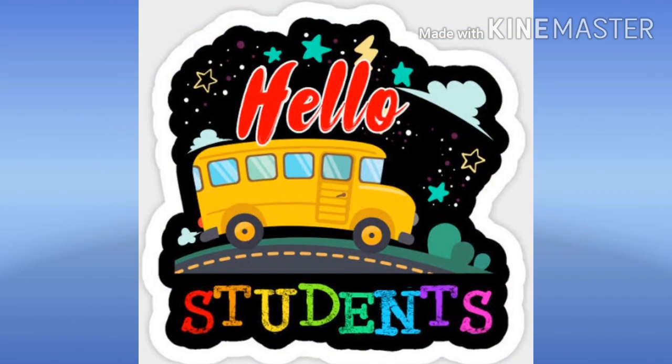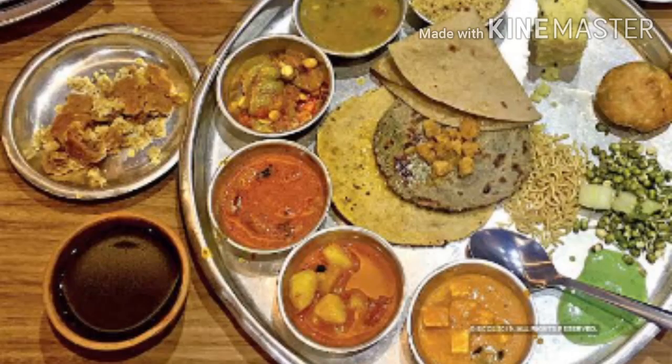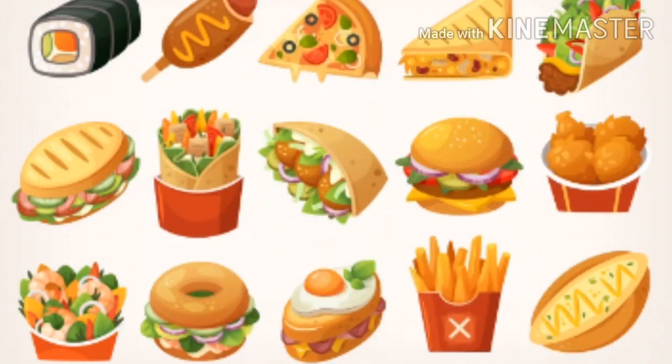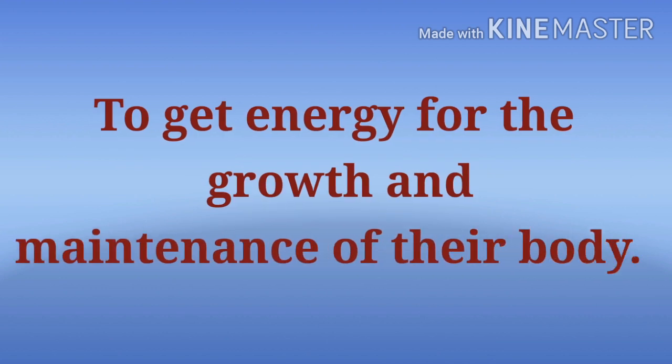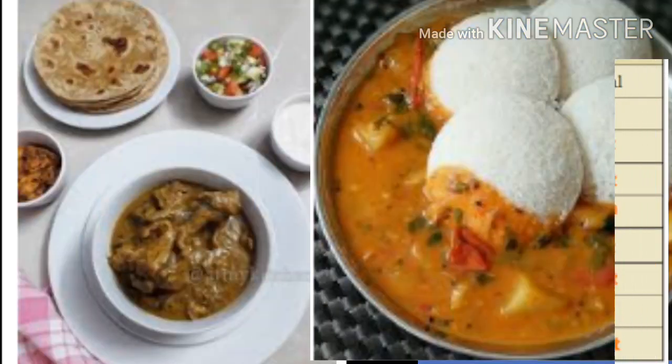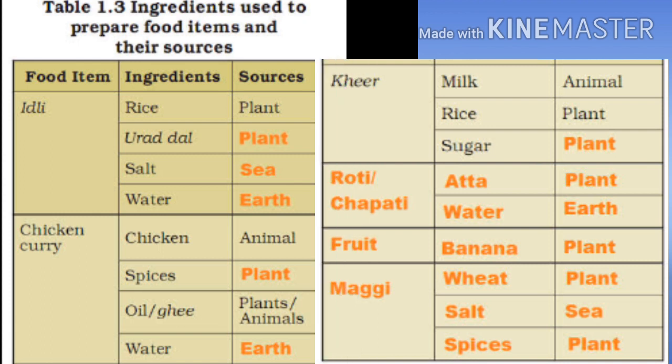Hello students. In the first chapter we studied about food and its sources, and we understood that food is an eatable substance that humans and animals eat to get energy for the growth and maintenance of their body. And we also listed a variety of food items and the ingredients used to prepare them.